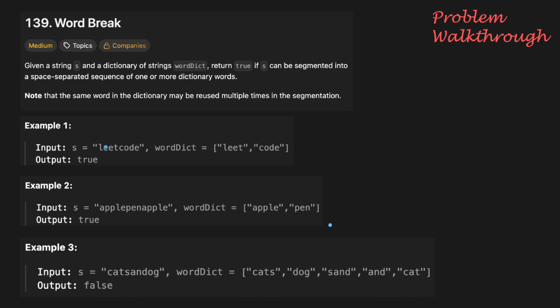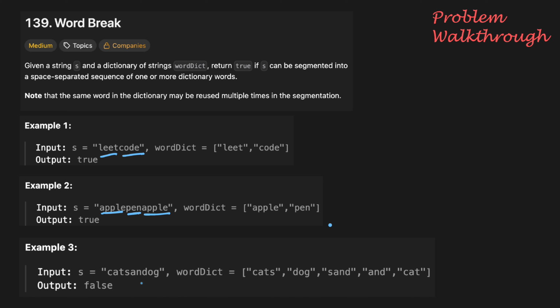Then in example 1, the given string leetcode can be segmented into two words, leet and code, using the dictionary words leet and code. Hence, we will return true as our answer. Similarly, in example 2, the string applepenapple can be segmented into the words apple, pen, and apple using the dictionary words apple and pen, where the word apple is used twice. And as we can successfully segment the given string, we will return true as our answer.